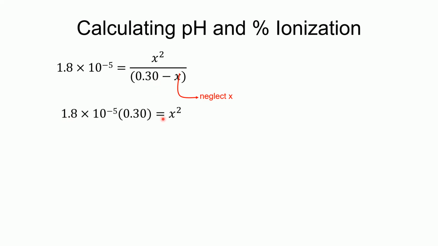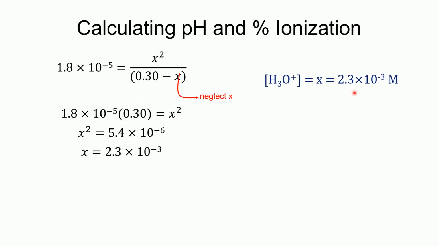So here we neglect that x, and again we're just saying that x is small compared to 0.30. And then we can cross multiply, take the square root of that value, and that gives us our value for x. X here is the concentration of the hydronium ion. Right? If you go back and look at the table, you will see that that is true. We take the negative log of that number, and that will give us the pH.